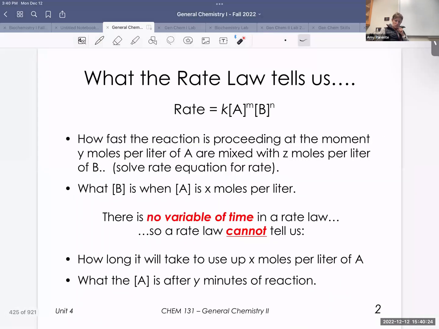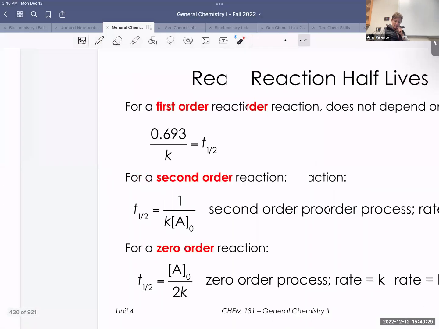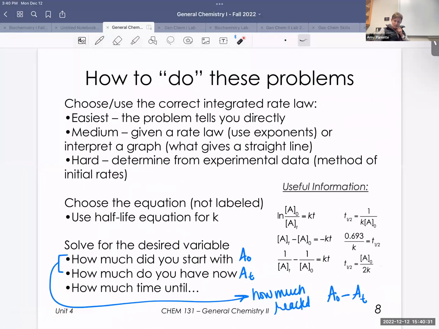laws, which were basically looking at all of these equations. So how to do these problems, right? You have to choose the right equation, and make sure that we get to K. So if you have a half-life that's provided, you'd need to use the corresponding half-life equation. And again, making sure that you solve for the desired variable. So does that help, or is there anything else?